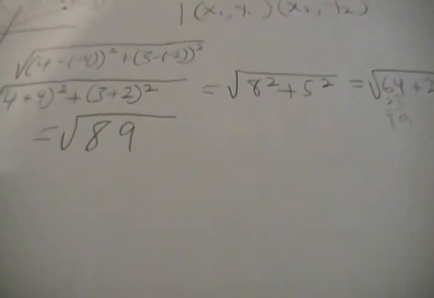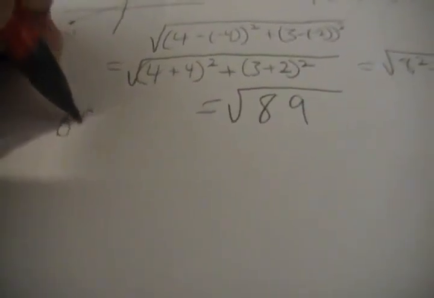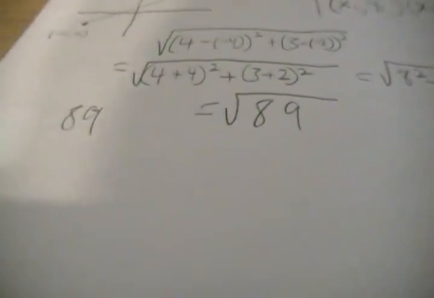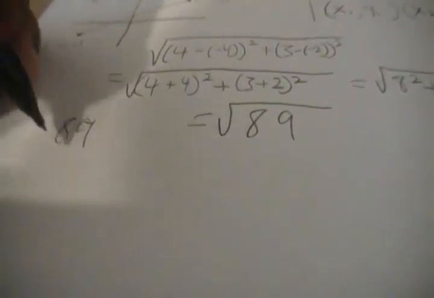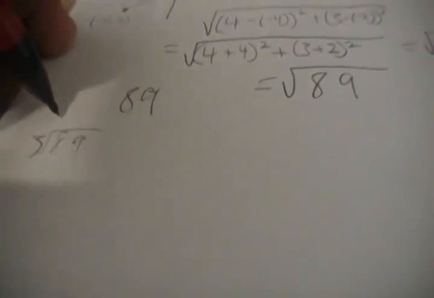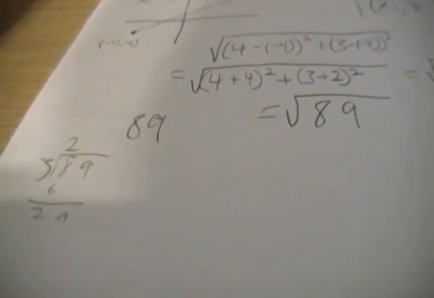So let's see if we can simplify this. What are the factors of 89? Well, let's find out. What number would go into 89? Should we try, say, 3? Gives us 2, 6, 29. Nope, doesn't really work, does it?